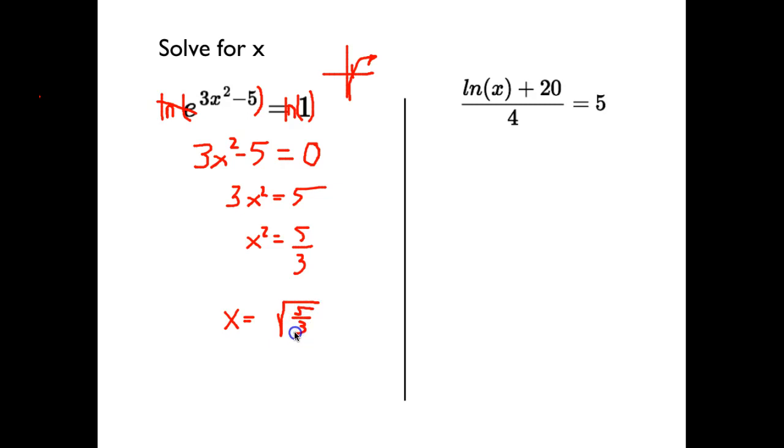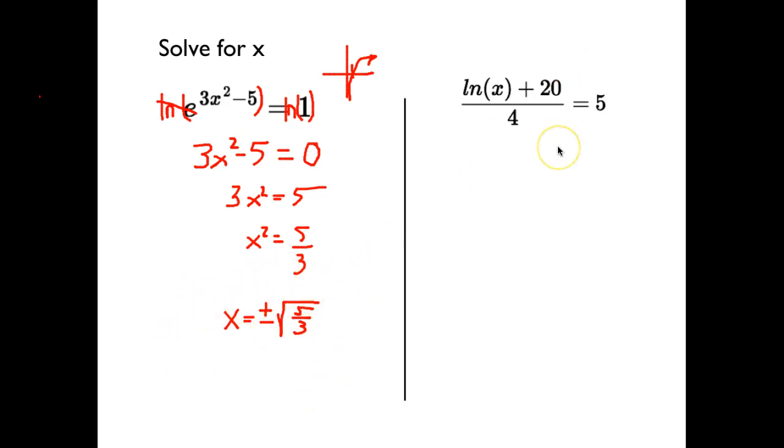If you write that as your answer, I'm totally going to count it wrong, and here's why. Remember, when you take a square root, it leaves you with a positive answer and a negative answer. You have two answers here. x could be a positive square root of 5 over 3 or a negative square root of 5 over 3. That would be your solution.